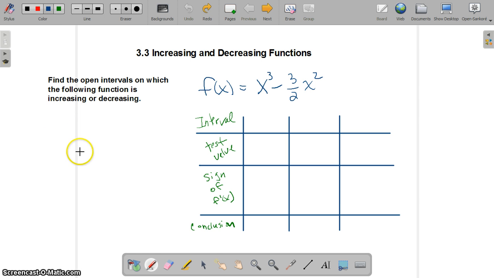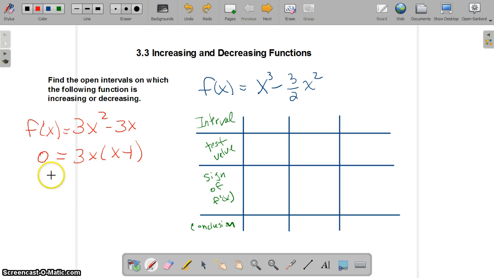So the derivative of this function, we're going to figure that out first, is 3x squared minus 3x. Okay, that's the derivative of this function. So we're going to set that equal to 0 so we can find our critical numbers. Factor out a 3 and an x, so we have x minus 1. So our critical numbers are 0 and 1.